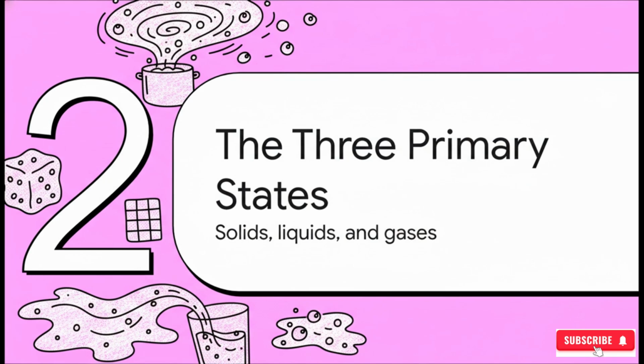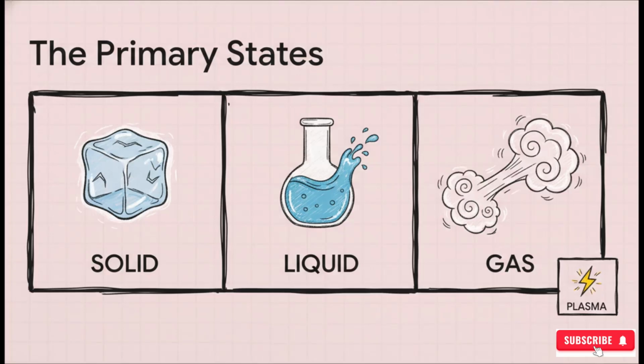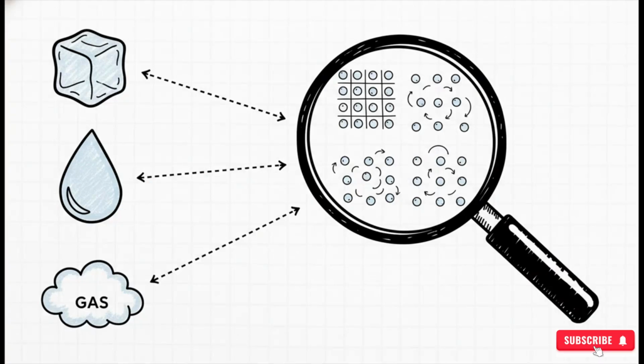Okay, so we've nailed down what matter is. Now let's get into the three most common forms, or states, that we bump into in our day-to-day lives. And here they are, the big three: solid like a rock, liquid like milk, and gas like the air. We're also going to touch on a fourth, super energetic state called plasma a little later on, so stick around for that.